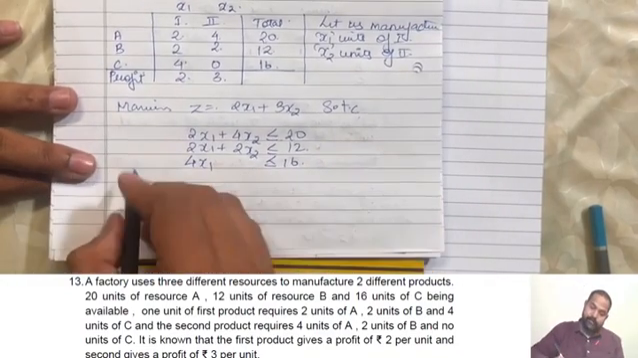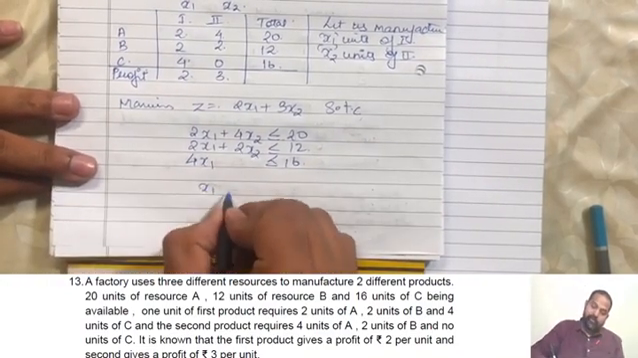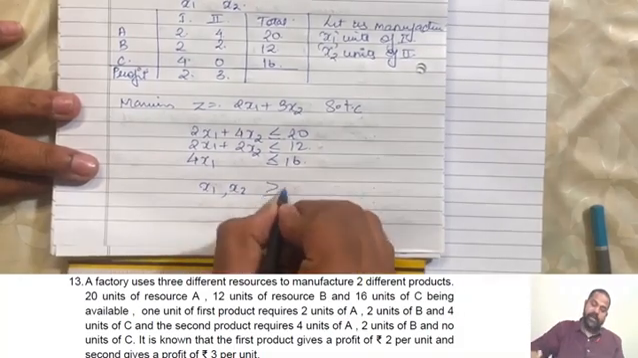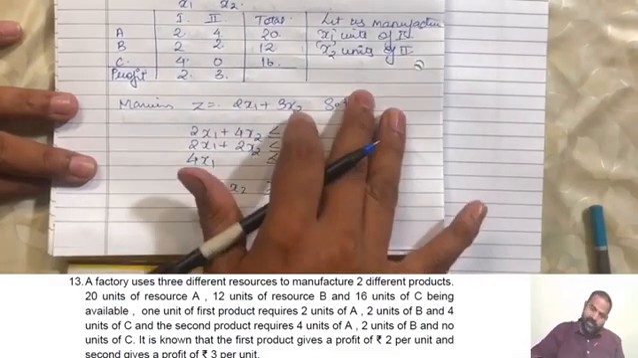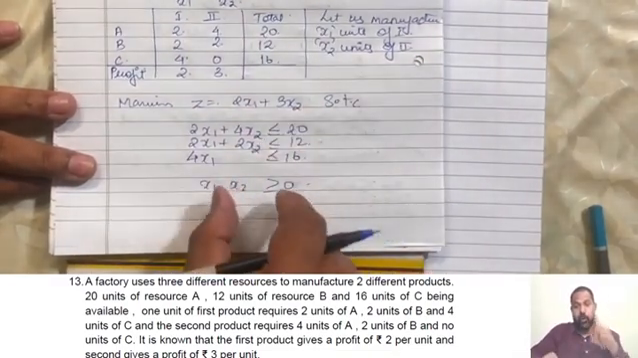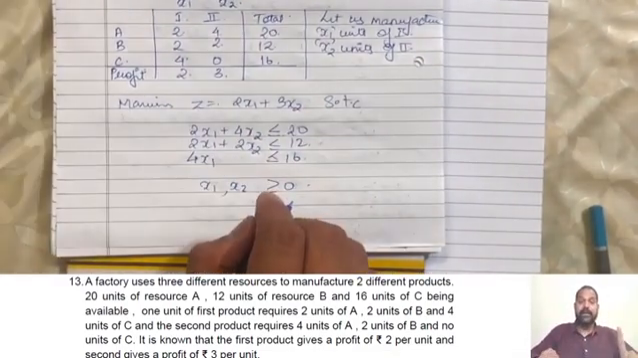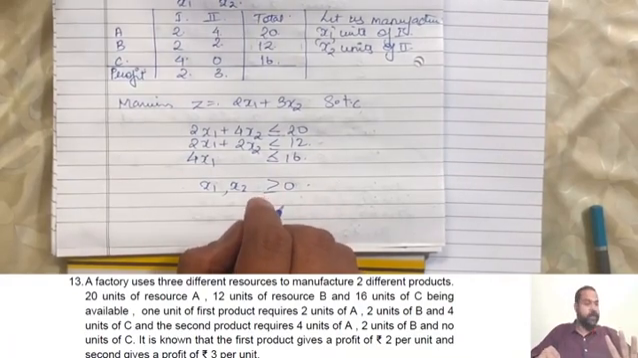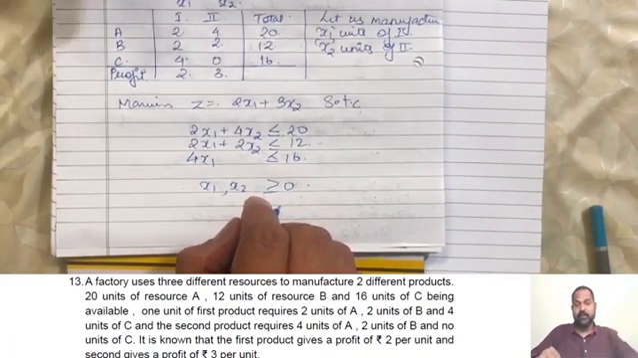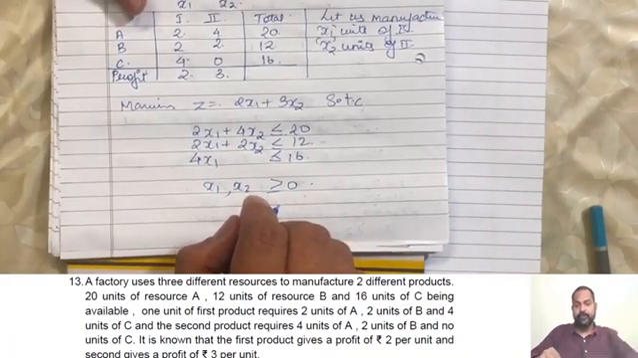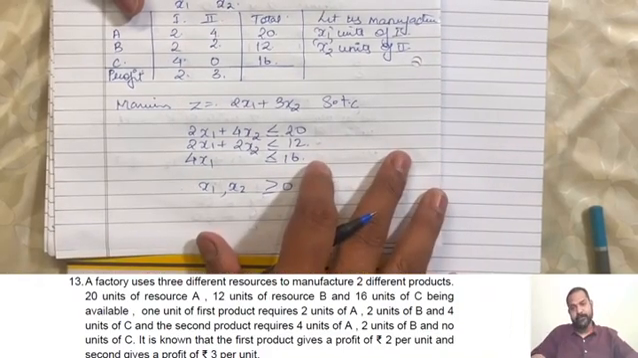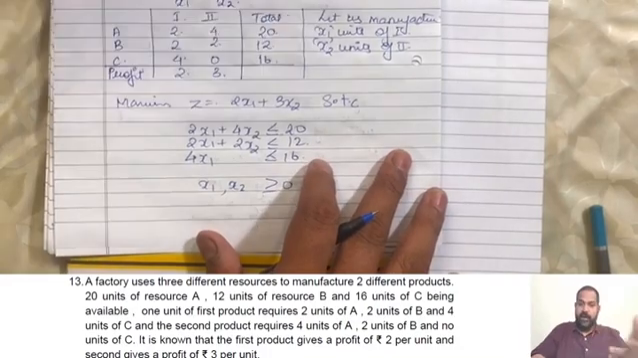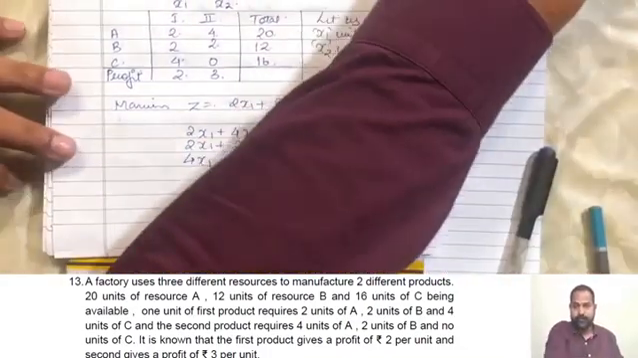And lastly, non-negativity, where x1 and x2 are always greater than or equal to 0. No matter what happens here, always remember that x1 and x2 should always and always be greater than or equal to 0. They can never ever be less than 0. This is the formulation that they are expecting. Let's move on to the next question.